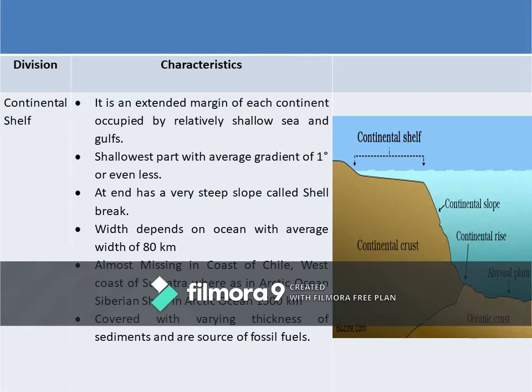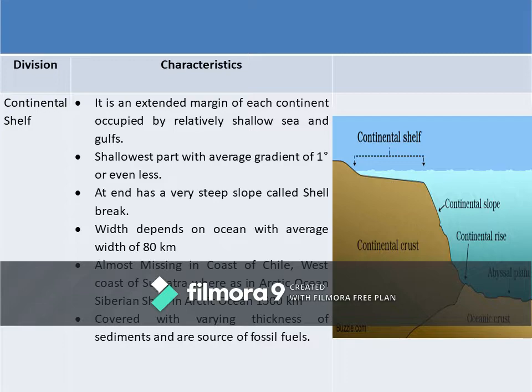The continental shelf is the extended margin of each continent occupied by relatively shallow seas and gulfs. So it belongs to continent, though it is a division of ocean floor. It is almost flat with an average gradient of 1 degree or even less. The shelf typically ends at a very steep slope called shelf break. The width of the continental shelves vary from one ocean to another. It is on an average 80 km in width.